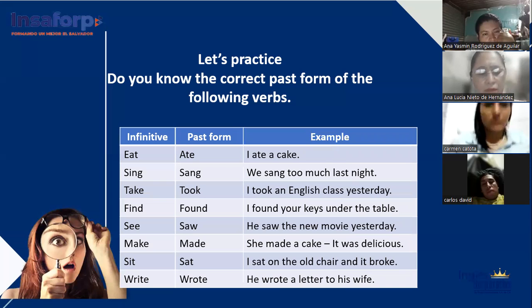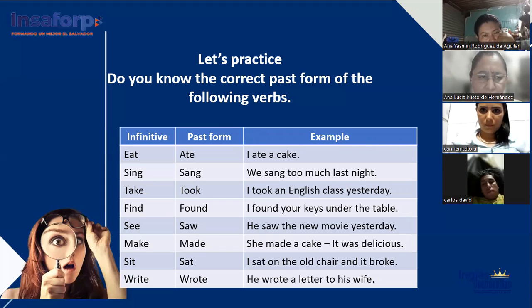I ate a cake. We sang too much last night. I took an English class yesterday. I found your keys under the table. He saw the new movie yesterday. He made a cake. It was delicious. I sat on the old chair and it broke. He wrote a letter to his wife. All of these sentences are in simple past. New vocabulary there.